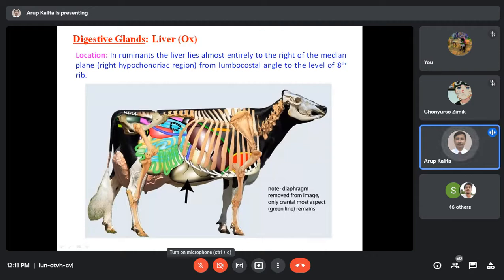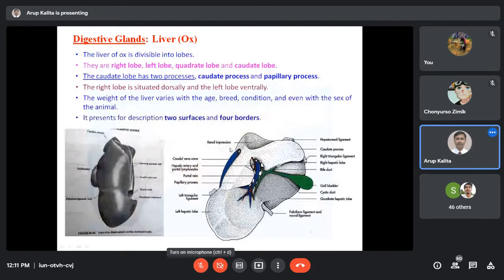On the visceral surface you will get the caudate lobe and the quadrate lobe. The right lobe is situated dorsally and the left lobe is ventral. Already I told you, this is the left lobe ventrally, right lobe dorsally.